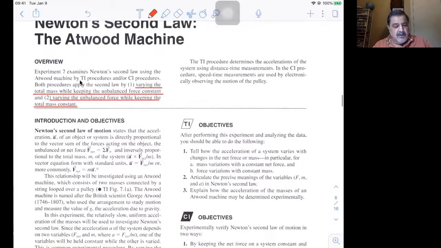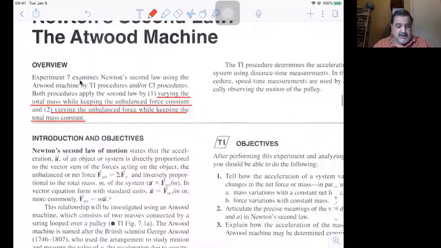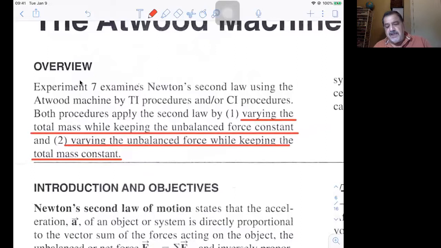So let's go on and discuss some of the things. Basically, what we're doing, if we look at this section here, Experiment 7 examines Newton's second law using the Atwood machine by TI procedures and/or CI procedures. Both procedures apply the second law by varying the total mass while keeping the unbalanced force constant. That's going to be the first part, Data Table 1. And then secondly, varying the unbalanced force while keeping the total mass constant. We're going to be transferring mass from an ascending mass to a descending mass.